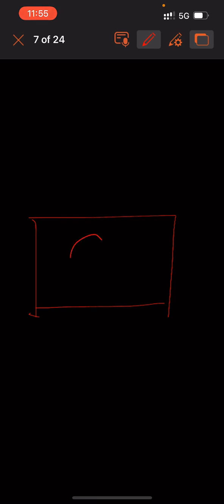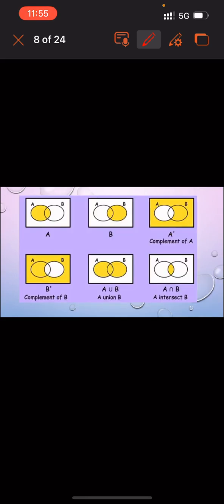Now, complement of a set. See here, this is the universal set. Suppose this is the set A. This is the universal set. Complement of A means everything other than A in the universal set. That means this shaded part, other than A, except A. This shaded part is A complement. We can represent this with the notation A power 1, that means A dash. This is called complement of a set.